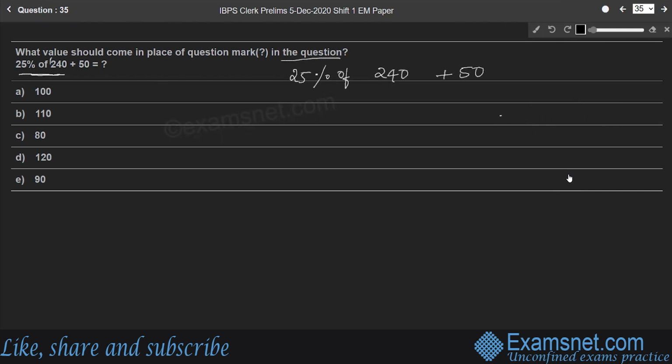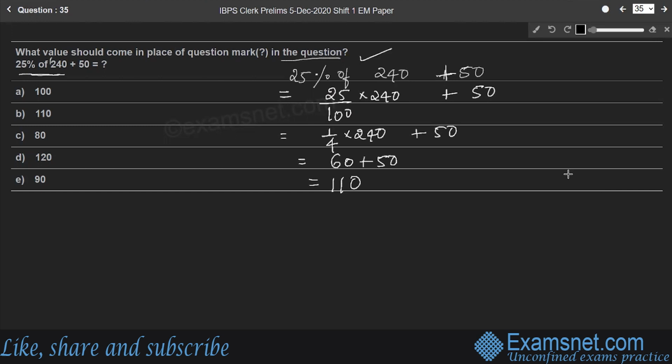So 25% of 240: 25% means 25 by 100 into 240, plus 50 which is the separate part, right? So which is equal to 1 by 4 into 240 plus 50. So 60 plus 50, which is 110. Therefore, 25% of 240 plus 50 is equal to 110.